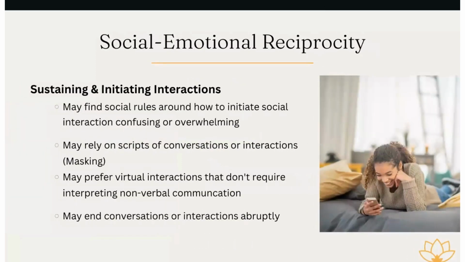Social emotional reciprocity also includes sustaining and initiating interactions. They may find social rules around how to initiate social interaction confusing or overwhelming, or they may rely on scripts of conversations or interactions. And so this is part of that masking. Again, masking just means that they're trying to hide their autistic traits or their neurodivergent traits and act more like what society would consider normal, right?